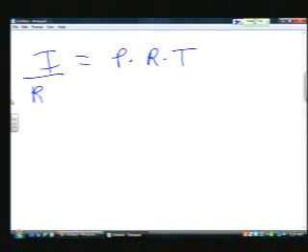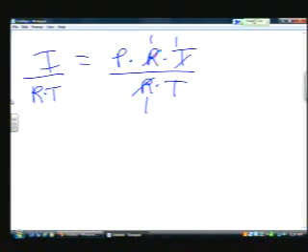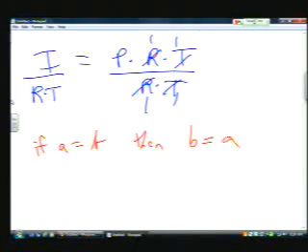So, if you really enjoy poking yourself in the eye with a sharp stick, then you do all that other algebra. The good news is you get the same exact answer. R's divide out, T's divide out, and now we can use the property. If A equals B, then B equals A. So we know that P equals I over R times T.